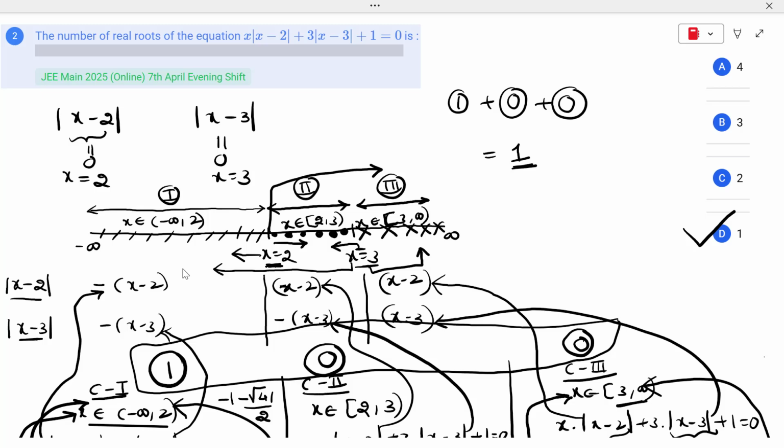Even though it is not asked in the question, I'm just saying this big equation has only one real root, that we got from region 1, that is minus 1 minus root 41 by 2. This is the only real root which this equation has.